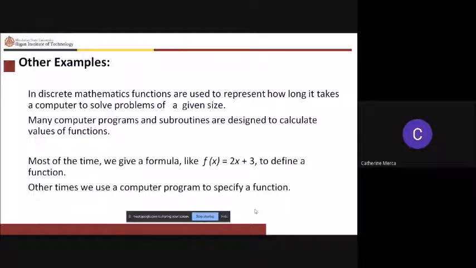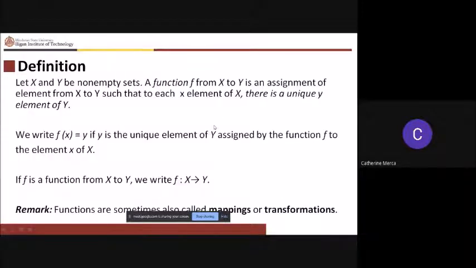So other examples of functions would be the following. f of x equals 2x plus 3. That's another example of a function. And we can rewrite a function as f of x is equal to y, where you have f, x is mapped to y. So we call also your functions as mappings or transformations. So for the definition here, it says a function f from X to Y is an assignment of elements from X to Y such that to each x element of X, there is a unique y element of Y.